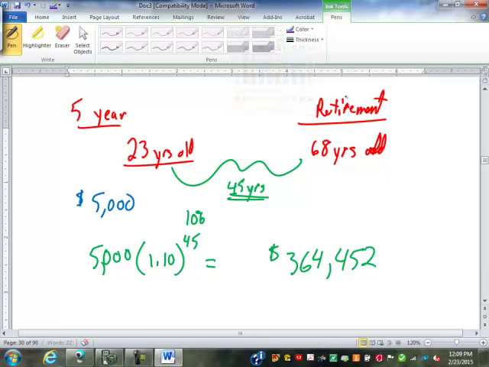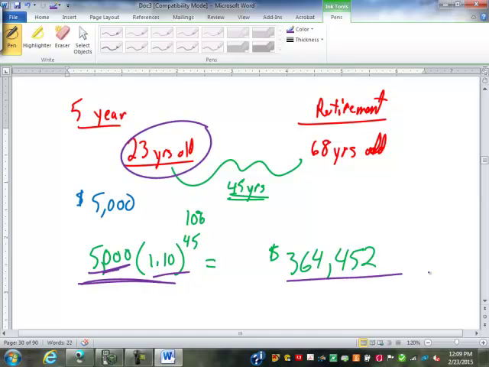The point I'm trying to make here is, this is at 23 years old. You put $5,000 away once and let it sit there, and you're looking at over $350,000 in your retirement account. Now imagine doing that 3 or 4 years in a row, you're looking at being a millionaire in your retirement.